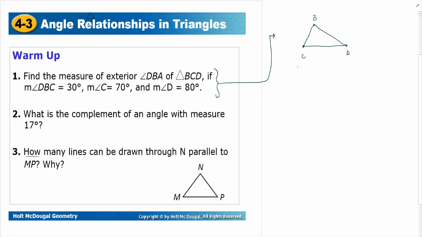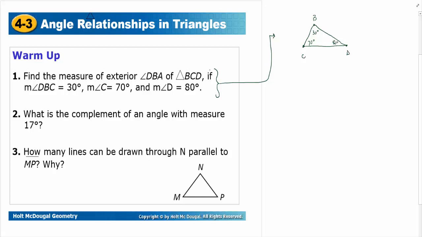So it says find the measure of exterior angle DBA. So DBA, so we're going to have A out here somewhere, right? If DBC is 30, so let's go DBC is 30 degrees. And measure of angle C is 70 degrees. And measure of angle D is 80 degrees.